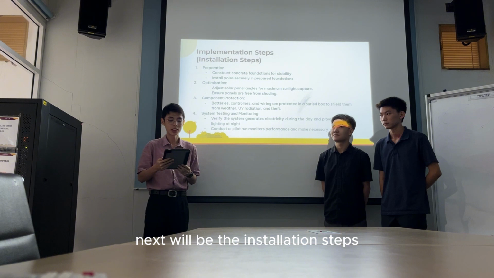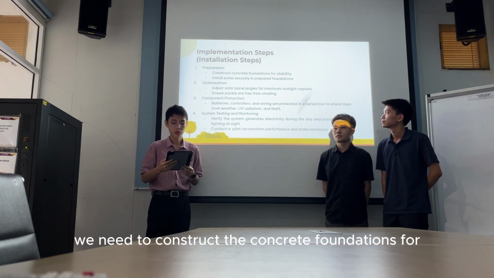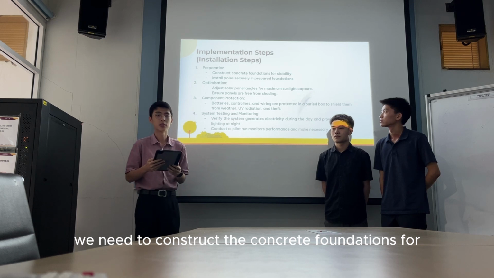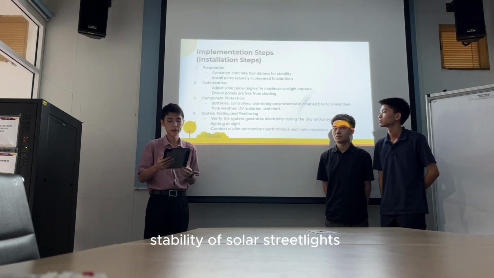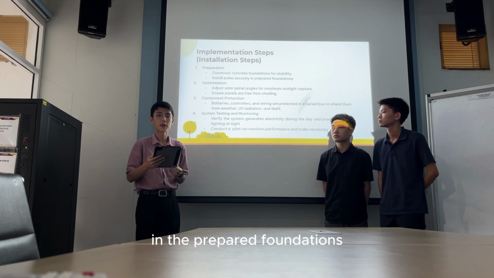Next will be the installation steps. First is the preparation. We need to construct the concrete foundations for the stability of the solar streetlights, and we need to install the poles securely in the prepared foundations.